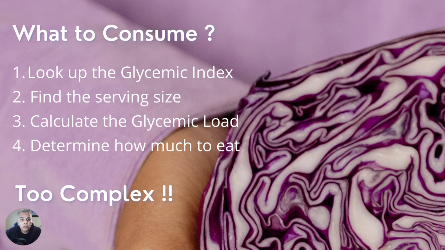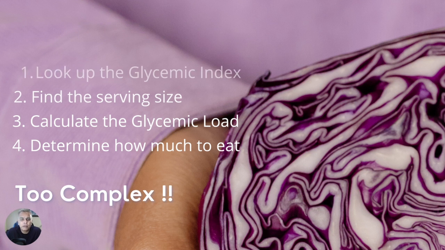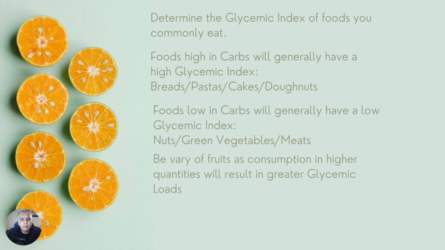Well, you could look up the glycemic index for that particular item that you're looking to eat. You could find the serving size. You can then calculate the glycemic load and then determine how much to eat. However, that does seem quite a bit complex, and usually we don't have that much time to go through all of those items. So we need something more generic in terms of how we are going to look at eating based on the glycemic index of the foods and or the glycemic load.